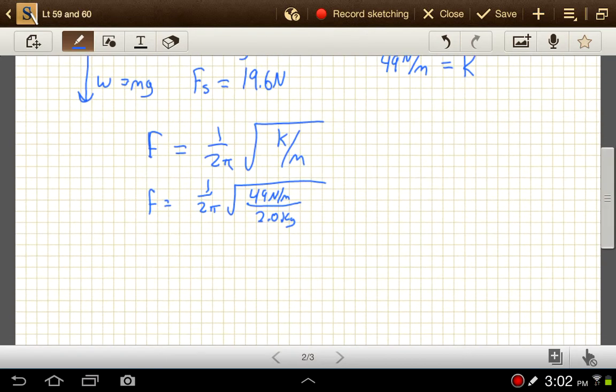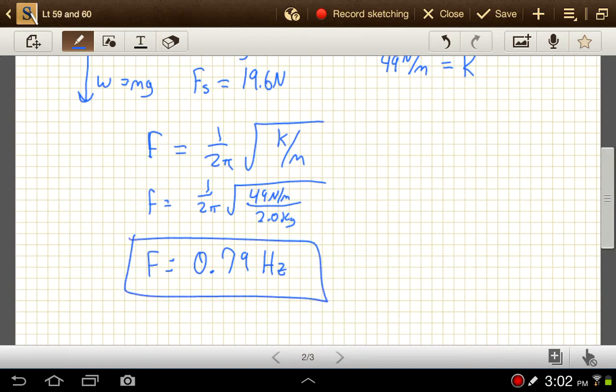So that gives us a frequency of 1 divided by 2 pi. Be sure to put that 2 pi in parentheses when you type it into your calculator. Times 49 over 2 to the 0.5 power. And we get 0.79 hertz for the frequency of oscillation.